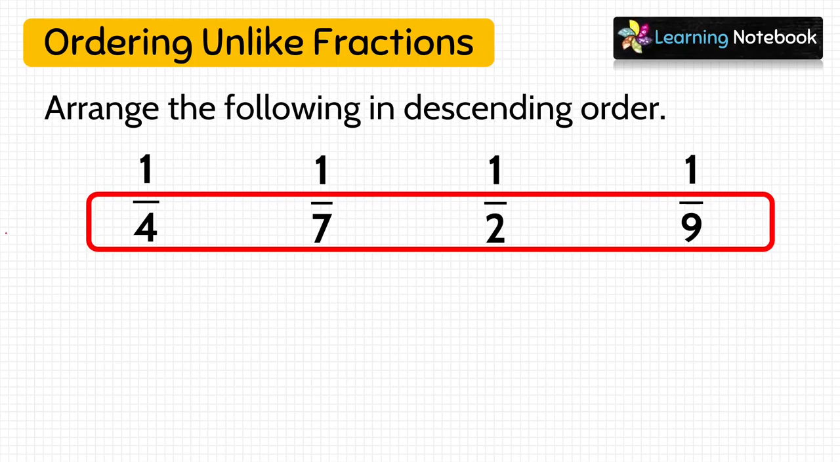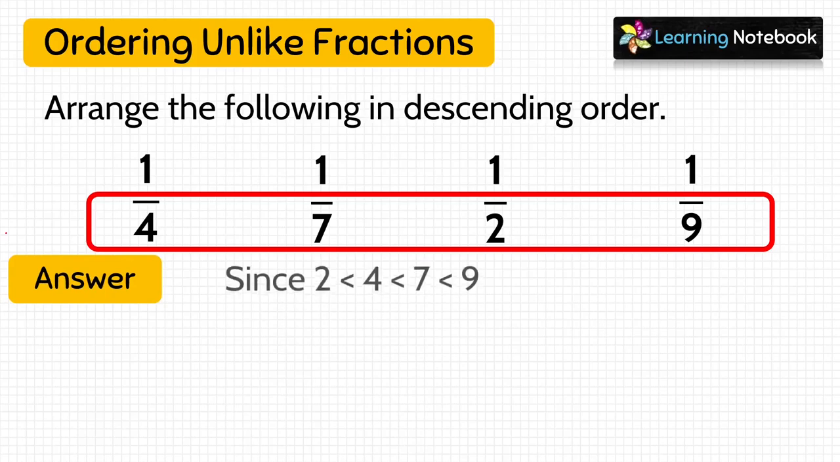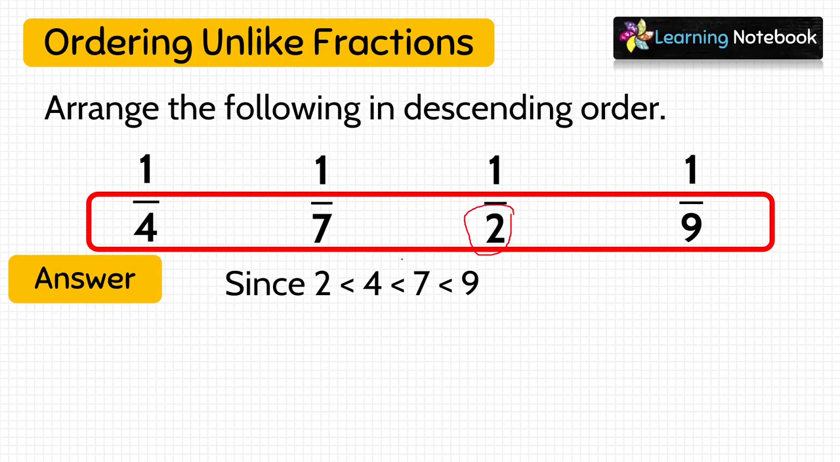Here we have to arrange in descending order. It means we first have to find the greatest fraction. Greatest fraction will be the one which has smallest denominator. And students, look carefully. Smallest denominator is 2. Therefore, greatest fraction is 1 by 2. Next, denominator 4 is greater than 2. So, it means fraction 1 by 4 is less than 1 by 2.